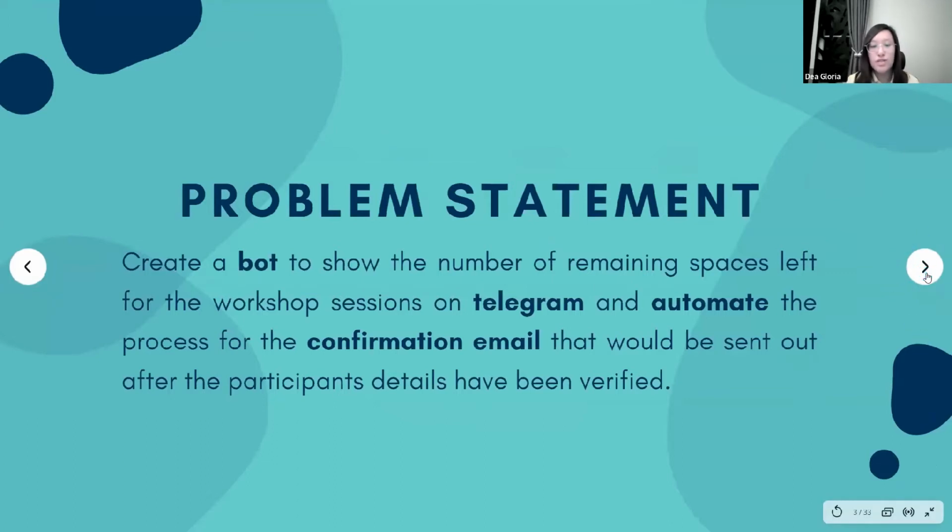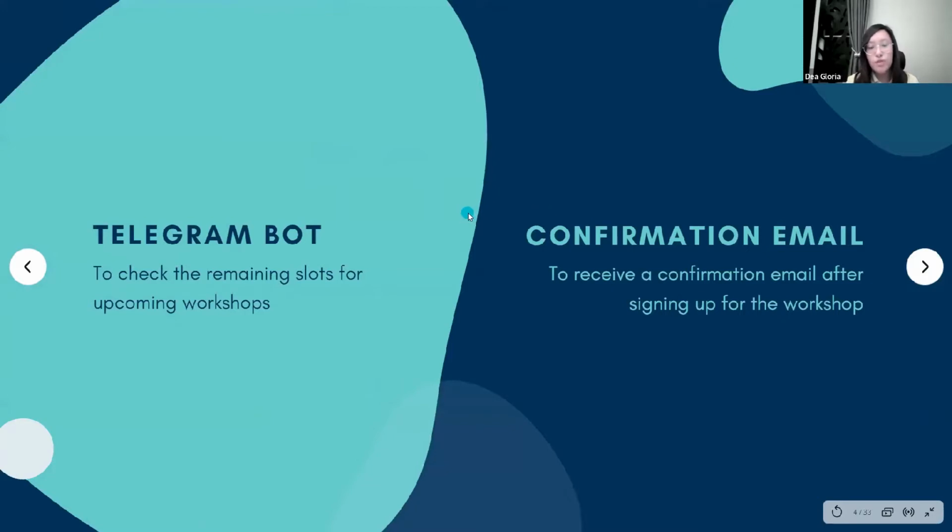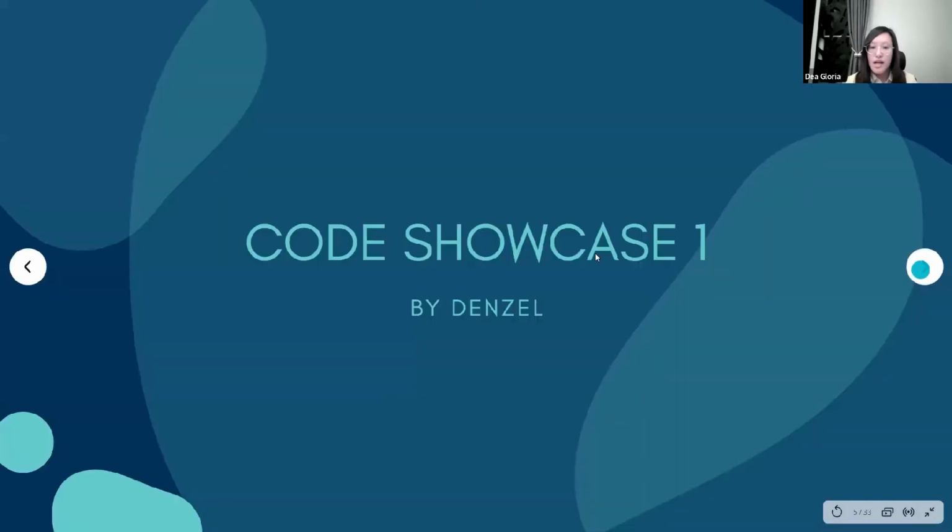Right, so after seeing the problem statement, we have two objectives. The first one is to create the Telegram bot in order for us to check the remaining slots for upcoming workshops. And second, we have to automate the confirmation email after the participants sign up for the workshop. And now I will pass my time to Denzel for the code showcase for the Telegram bot.